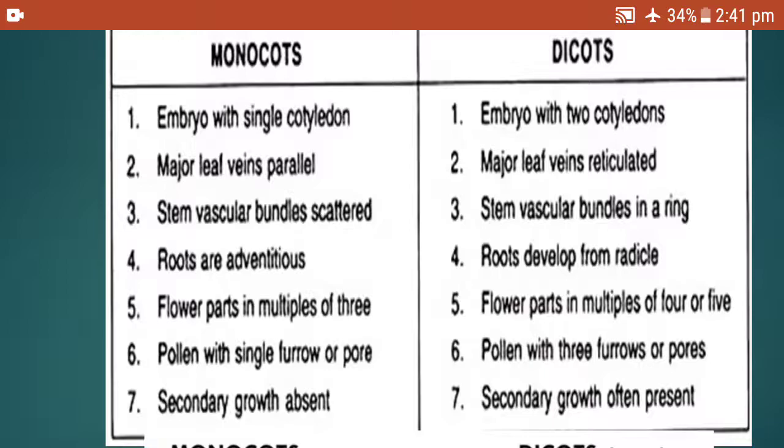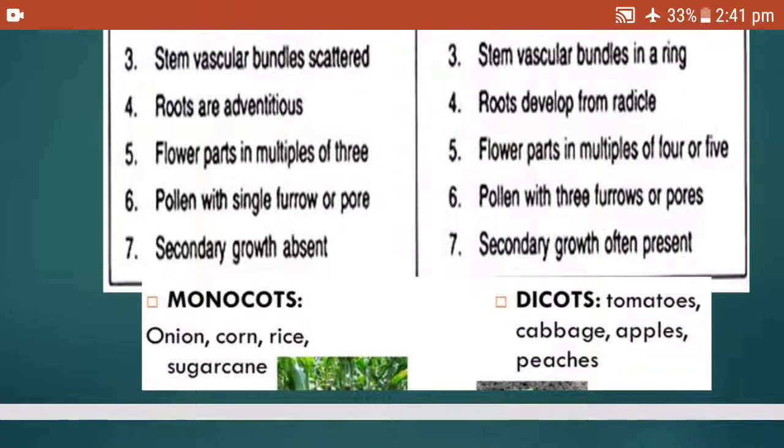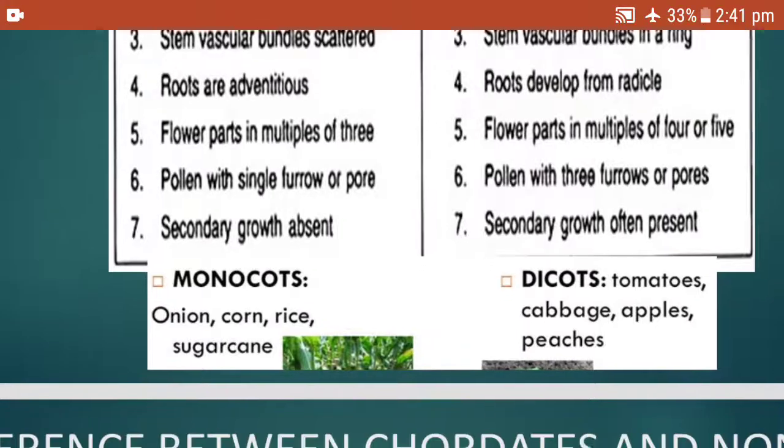Pollen with a single furrow or pore in monocots, pollen with 3 furrows or pores in dicots. Secondary growth is absent in monocots and secondary growth is often present in dicots. We will see the examples also. Monocots: onion, corn, rice, sugarcane, and in dicots we have tomatoes, cabbage, apple, peaches.